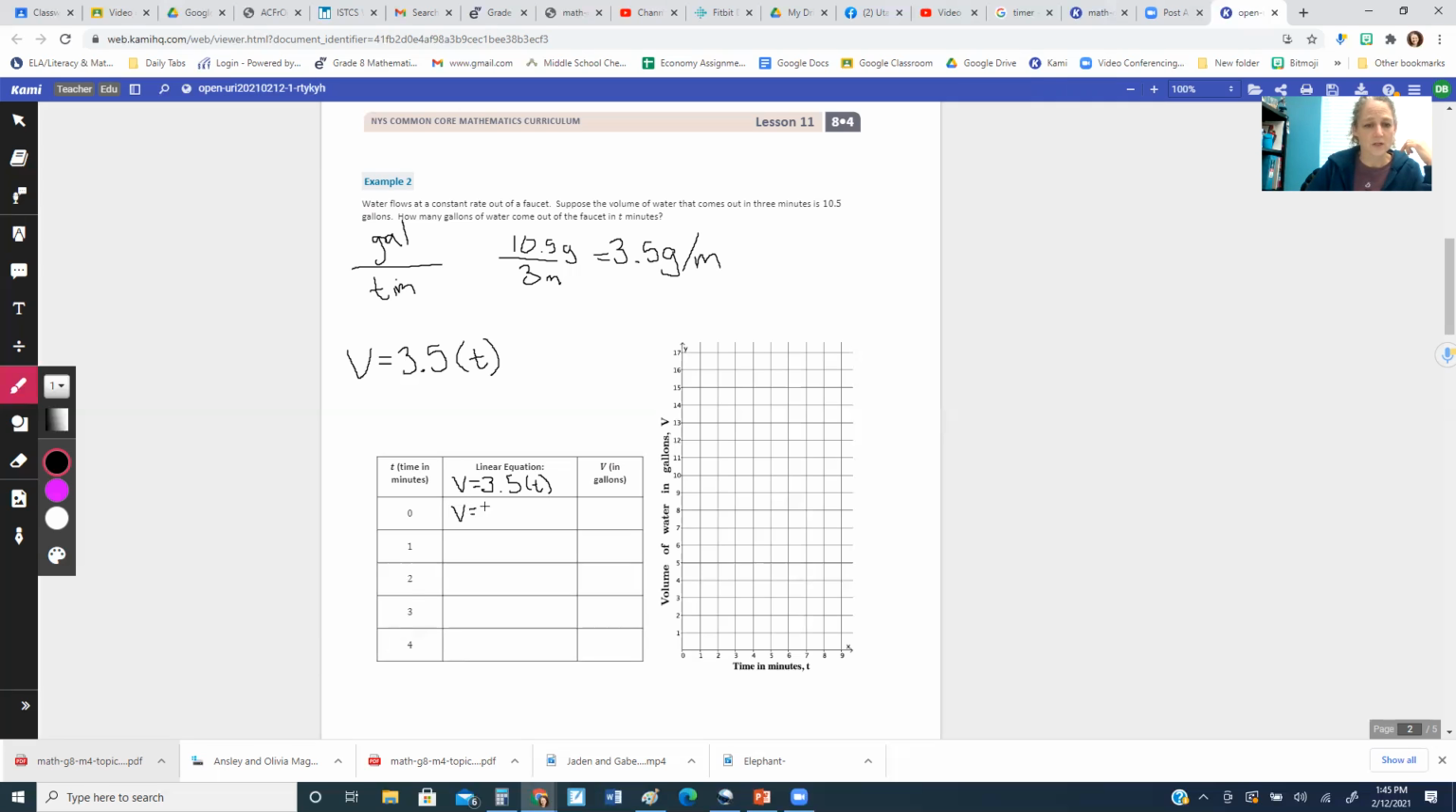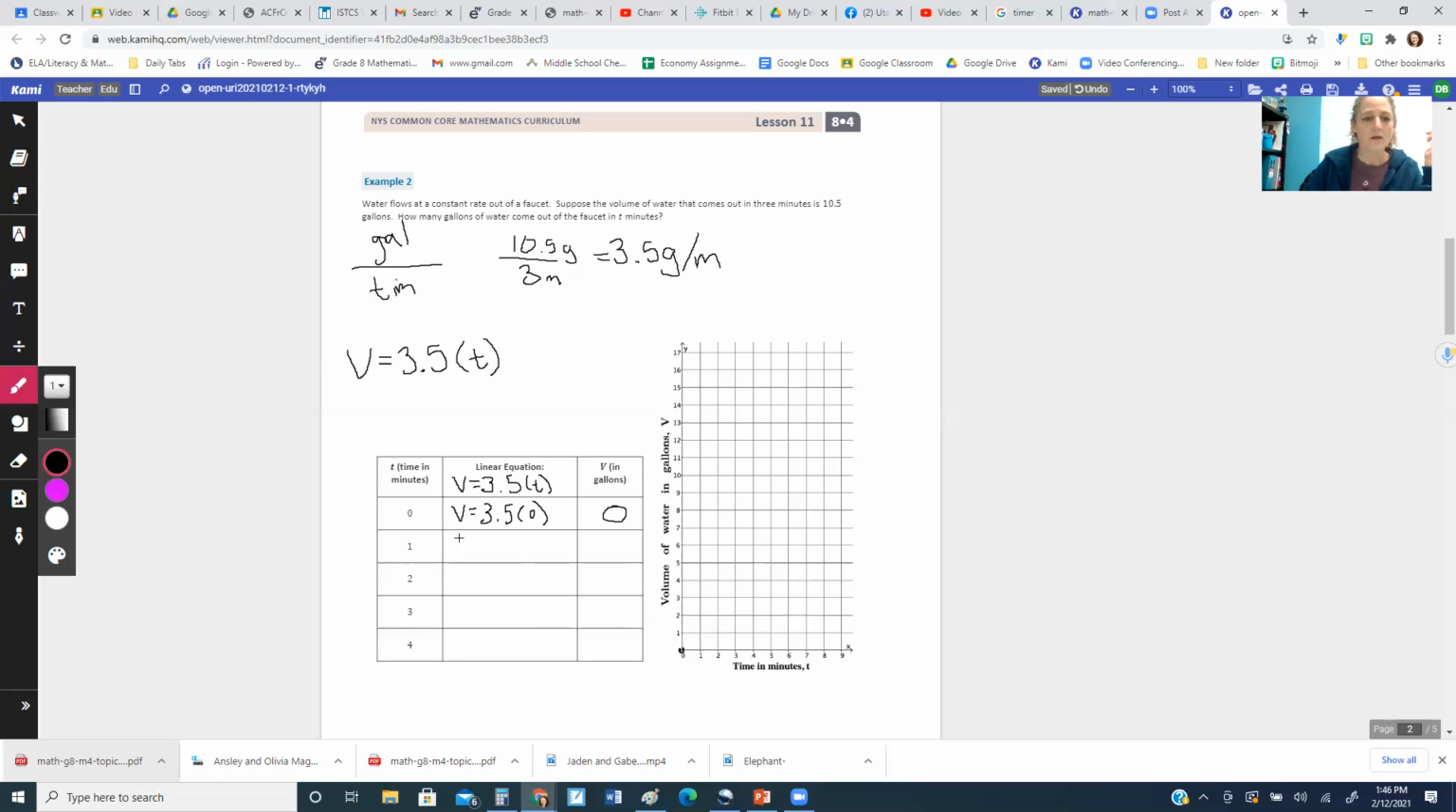So volume equals 3.5, time is 0. How much water is in my bucket? None. 3.5 times 0 is 0. That one is kind of a duh. Sometimes we start with water in our bucket, and that's when we have like +5. That means you've started with water in your bucket. But we didn't. No water in my bucket, so I'm going to do a dot at 0.